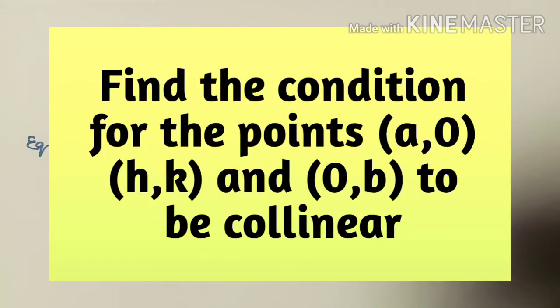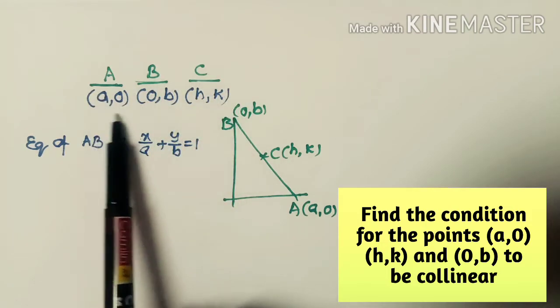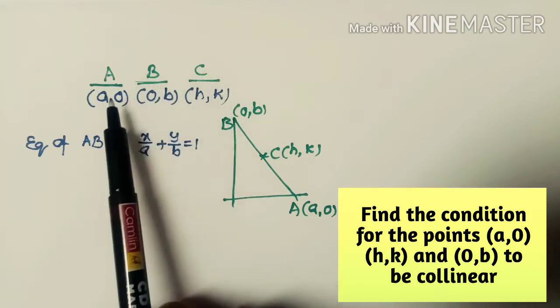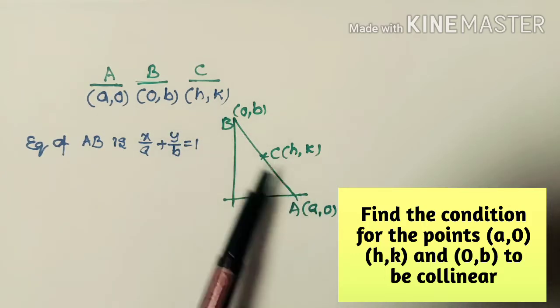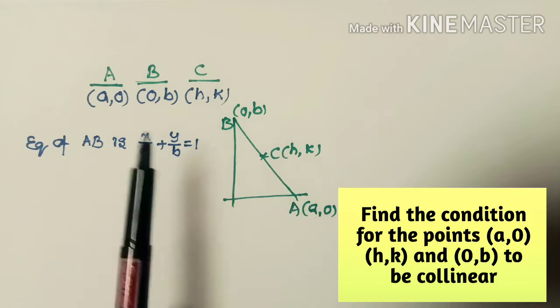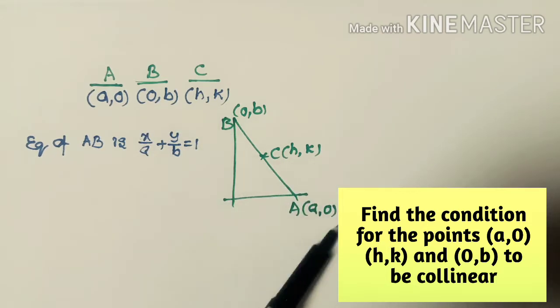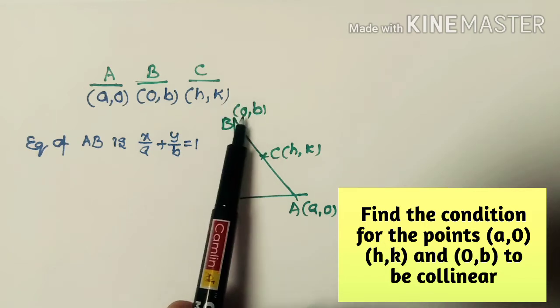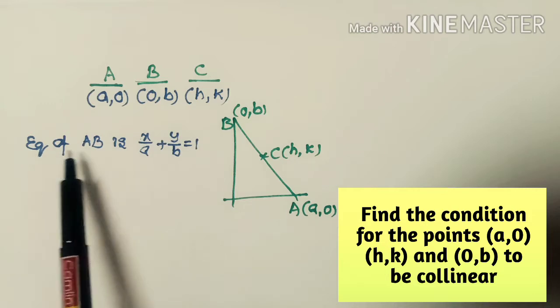Condition for the points (a, 0), (0, b) and (h, k) to be collinear. Here three points are given, and the given condition is that they are collinear. What is the meaning of collinear points? If all three points lie on the same line, then the points are said to be collinear. We know this is the x-axis and this is the y-axis. This is the point (a, 0) and this is the point (0, b). Now what is the equation of the line?